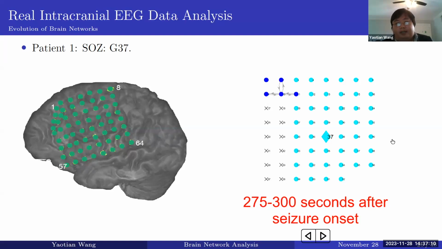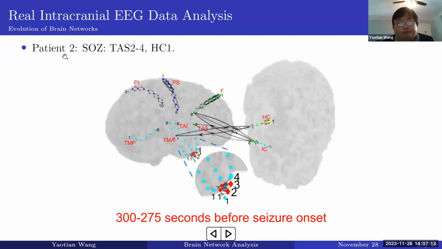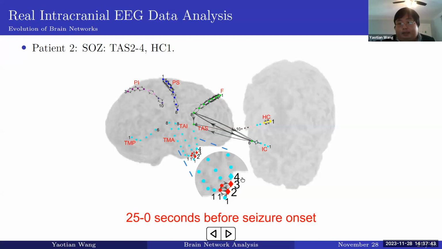And now, let me show the second example, patient 2. Again, the seizure onset zone is marked with a diamond in the brain network plot and is treated as unknown when we estimate the networks. Let me show the brain network evolution during the seizure development. Before the seizure onset, the seizure onset zone module is small. The number of connections of the seizure onset zone is small. Again, this indicates that before seizure onset, only a few regions are affected by the seizure onset zone activity.